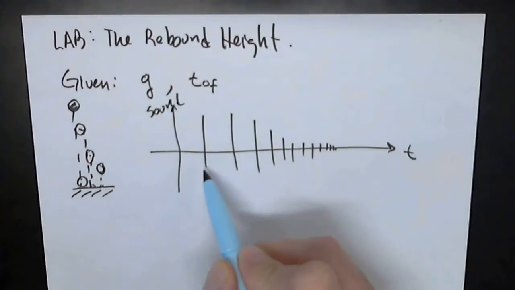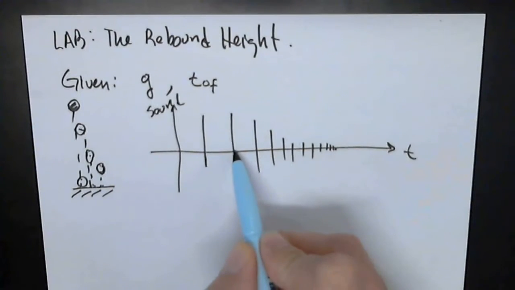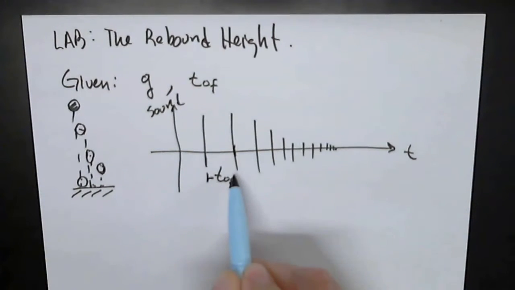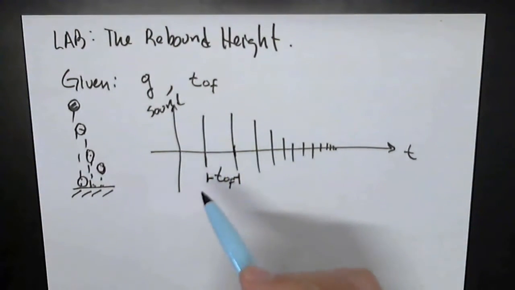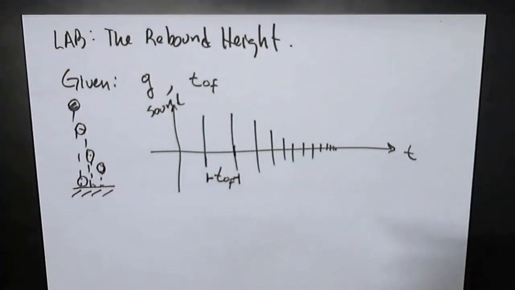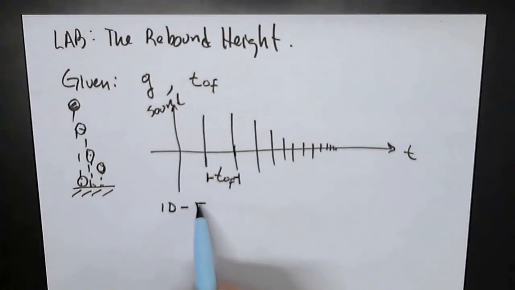So if we hit the table at this time and then hit the table again at this time, this is the time of flight from here to here. And you see the time of flight gets smaller and smaller because the height gets smaller and smaller. So this is a one-dimensional problem. This is one-dimensional free fall.